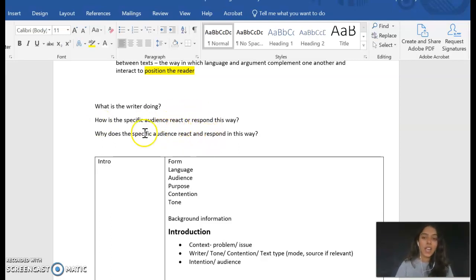And sometimes the how and why kind of overlap. Sometimes the why is it persuasive is related directly to the fact that it's a specific audience and they're going to think about something specific. Or it can just be in the language or the argument itself. So always when you are getting confused as to what the task is about, it's always what is happening, how is it persuasive, and why is it persuasive?